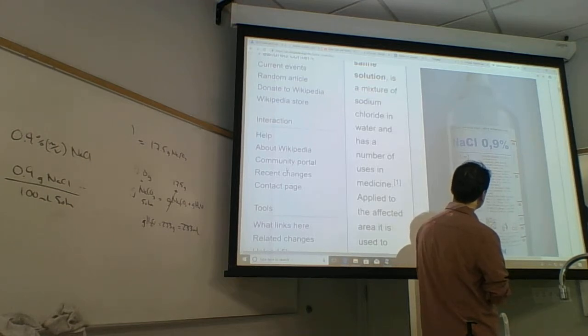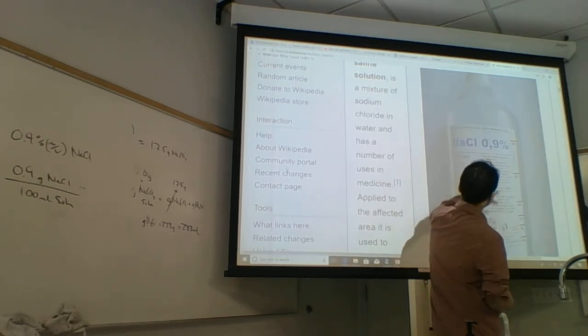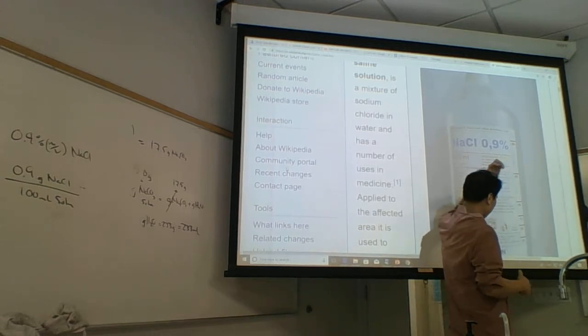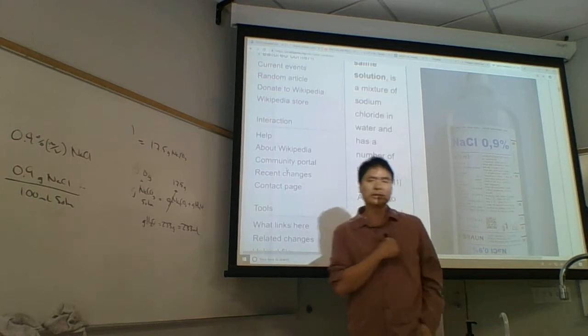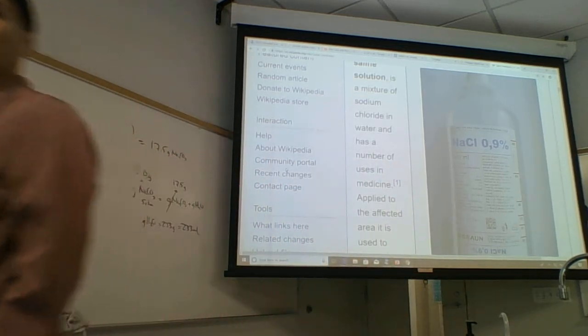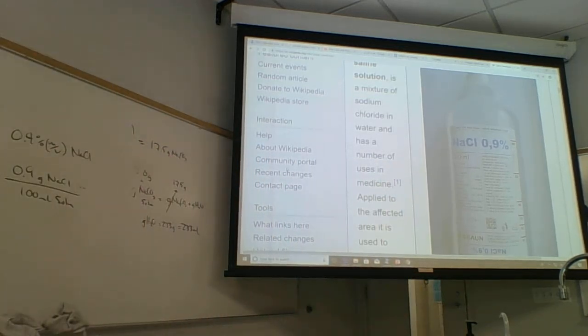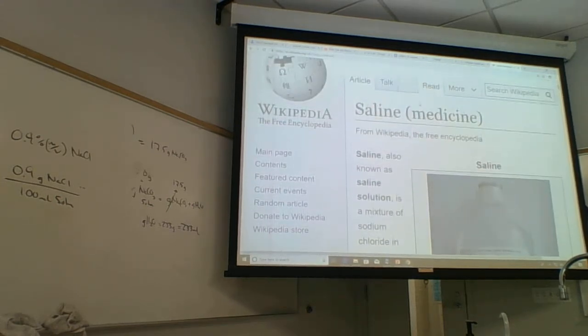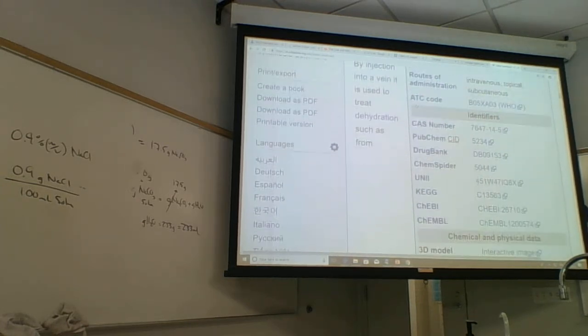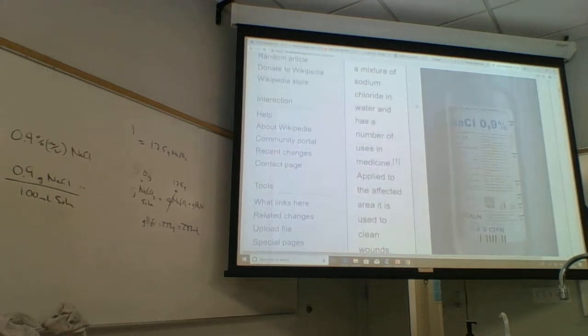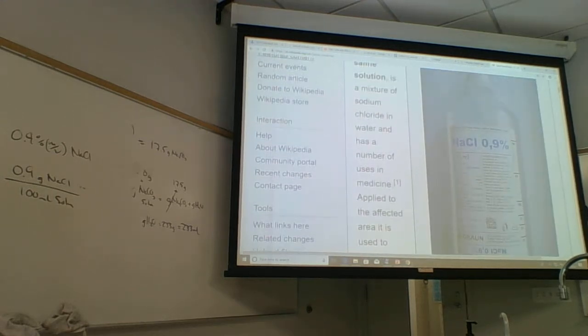Why isn't it a decimal? Oh, this is a European manufacturer. Europeans don't use decimal points; they use commas. This is the stuff that they drip into your saline drip. You can buy it over the counter. I think they sell this at the pharmacies. I saw it on the shelf.